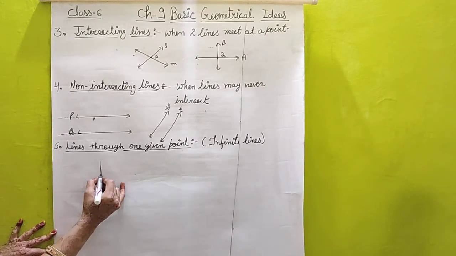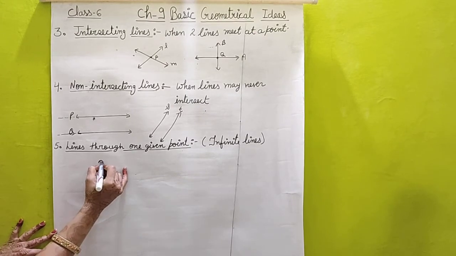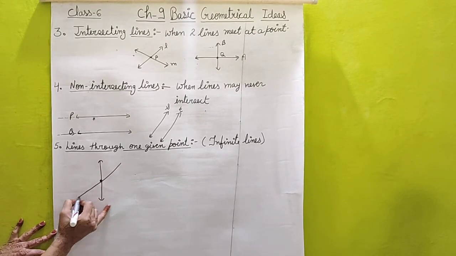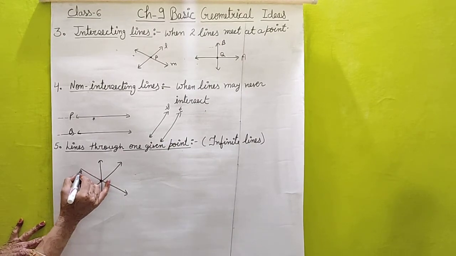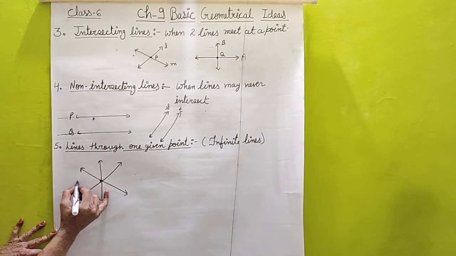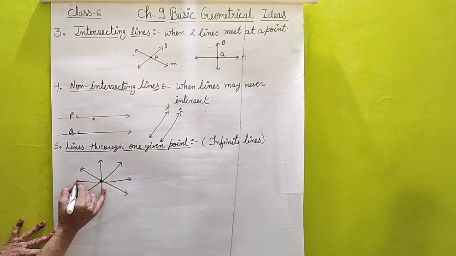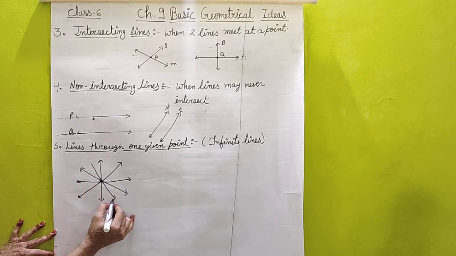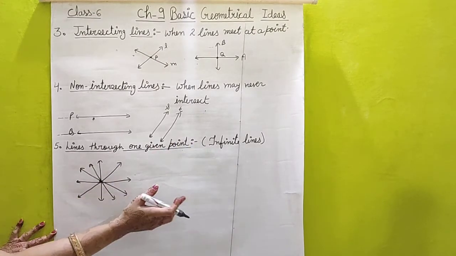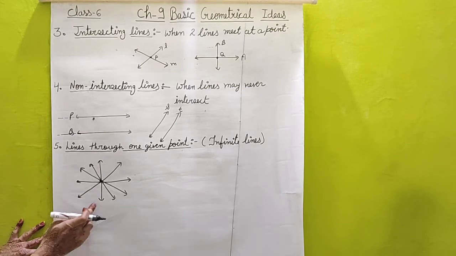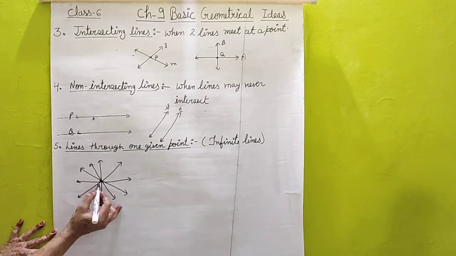Now I am drawing a line. This is one line. This is another line. You can see they are passing through this given point. So like this, students, many lines you can see I have drawn, and more lines you can draw. So the number of lines is infinite. We cannot count them. Infinite lines we can draw through the given point.